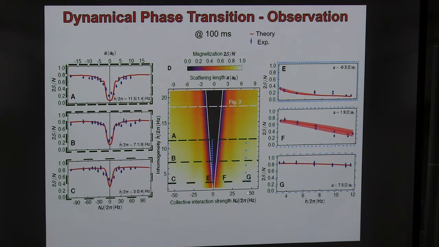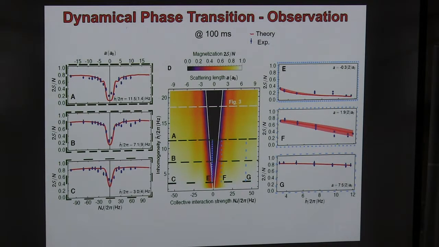We can also look at traces perpendicular to the phase diagram, just changing the disorder and keeping the interaction constant. And what you see here, for example, is that in this case, the magnetization remains stable, but at some point, and especially at this point E, the system is demagnetized. So we are seeing strong evidence of the phase diagram that we expected from this collective Heisenberg model.